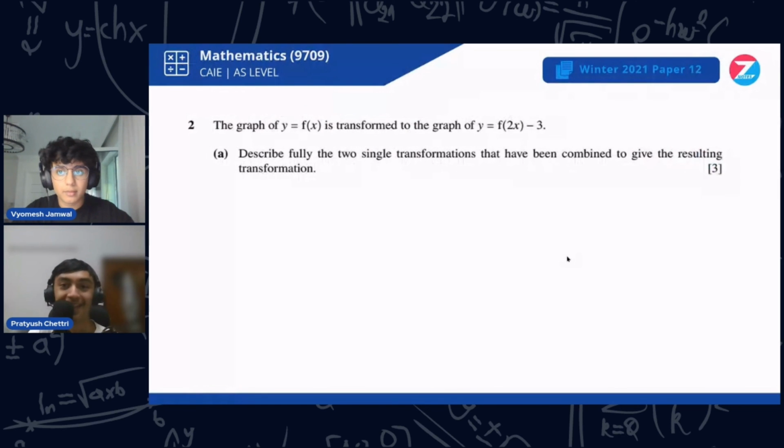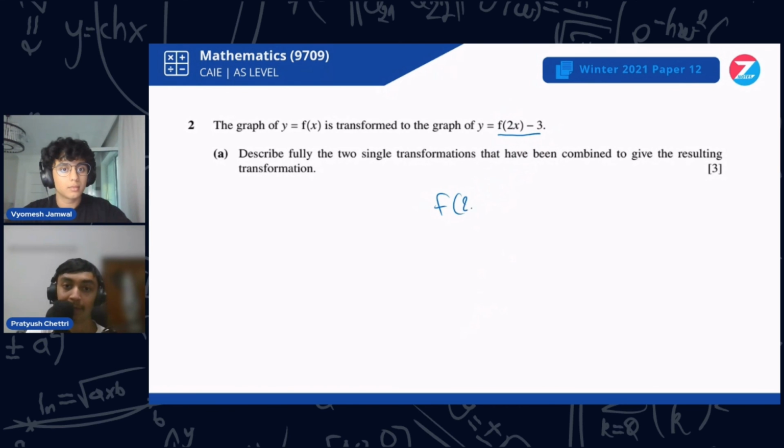And yeah, this is the last question for real this time. The graph of y equals f of x is transformed to the graph blah blah blah. Describe fully the two single transformations that have been combined to give the resulting transformation. This is pretty straightforward. They've done all of that work of completing the square and testing how much they move for us. So we just need to interpret this.